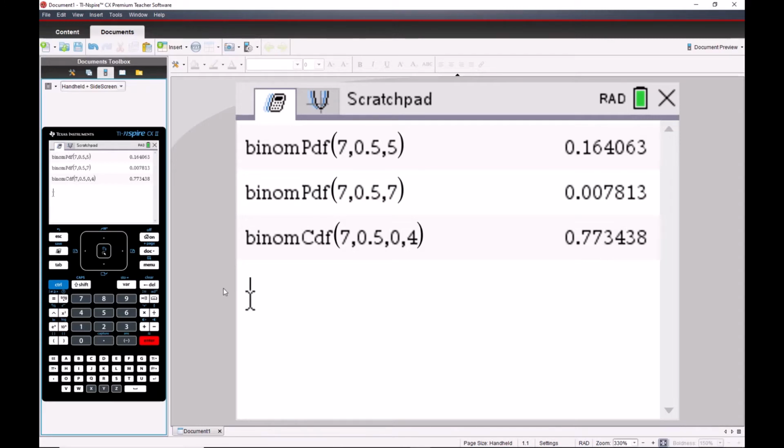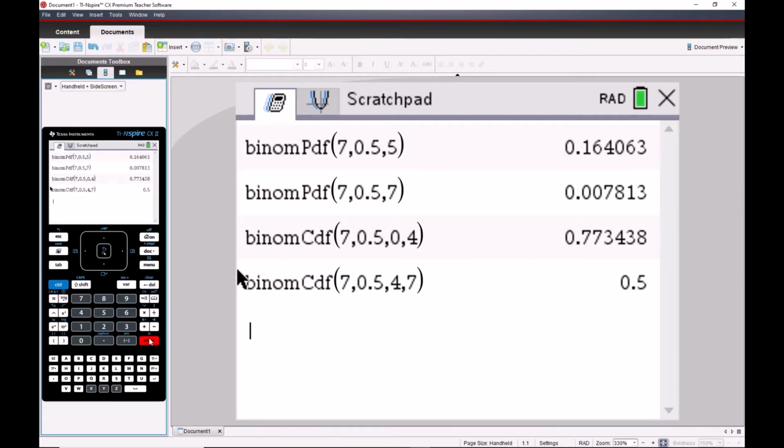At least 4 girls is 4 through 7. All right, so we're going to have to change the lower value here to 4. And then we'll change the upper one to 7.